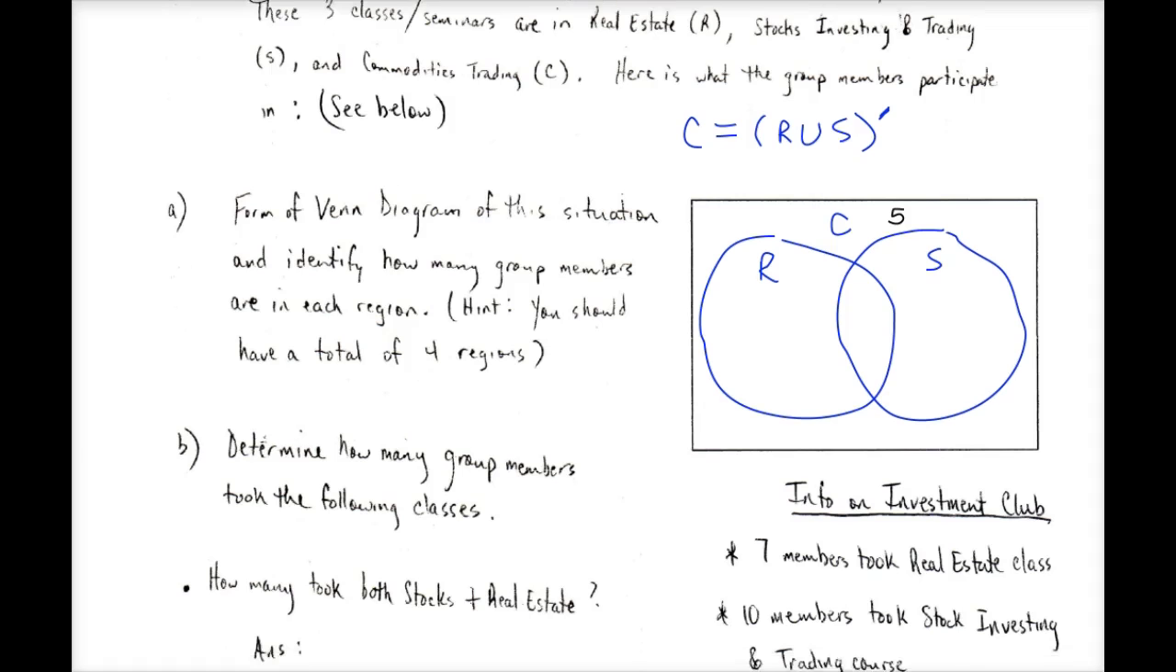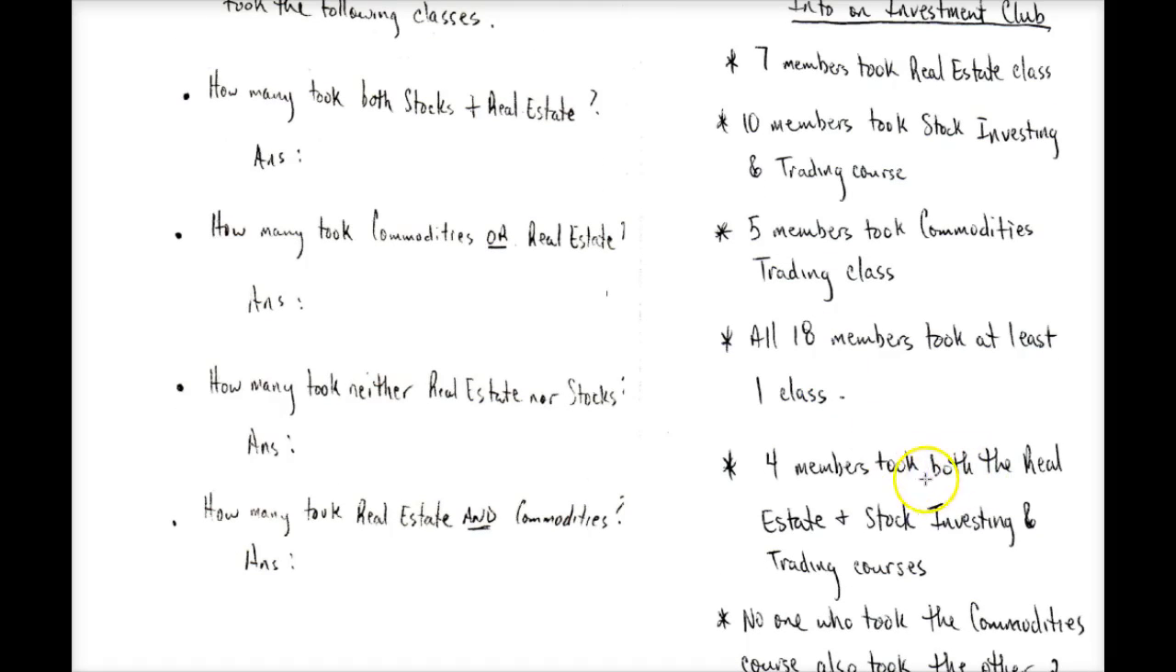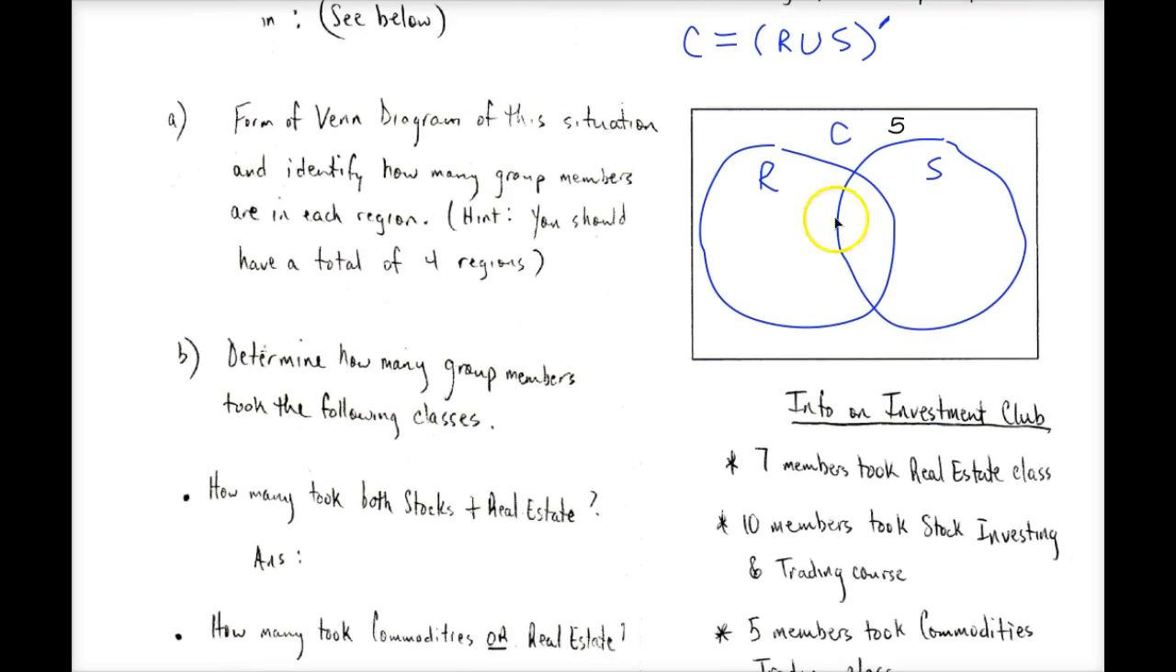Now the other information that we know, looking from the inside out, is that 4 members took both the real estate and the stock investing trading courses. Looking at our Venn diagram, this area right in here is the intersection between the real estate and the stock investing courses, and we know that 4 people took that. So we'll go ahead and put 4 there. We also know how many people took the real estate class, which was 7 members. We already have 4 here in the intersection, so to get 7, we have 3 that remain.